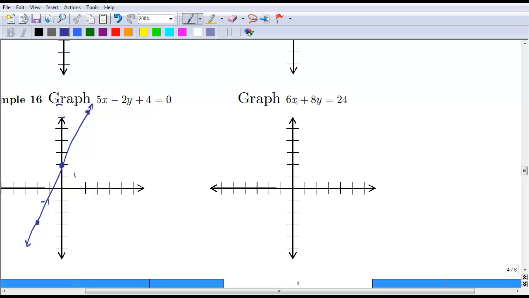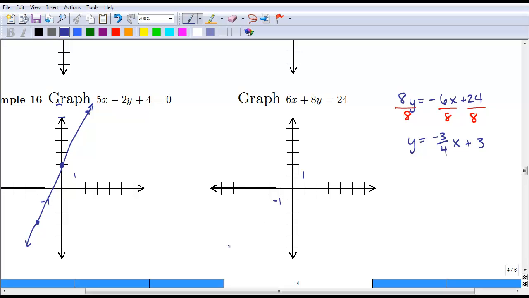Our final example here, again, we need to solve for y, so I'm going to subtract that 6x over. We're going to get 8y is equal to -6x plus 24. And when I divide by 8, we end up with y being -3/4 if we reduce that fraction times x, plus 24 divided by 8 is 3. And again, we want to make sure that we label our axis.